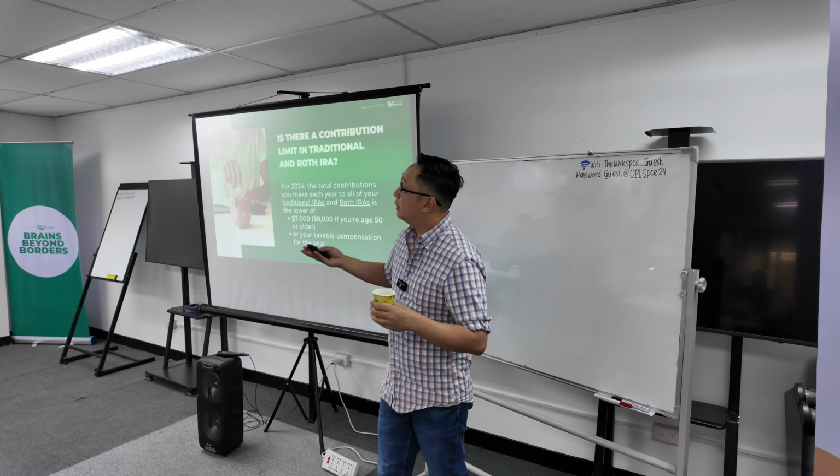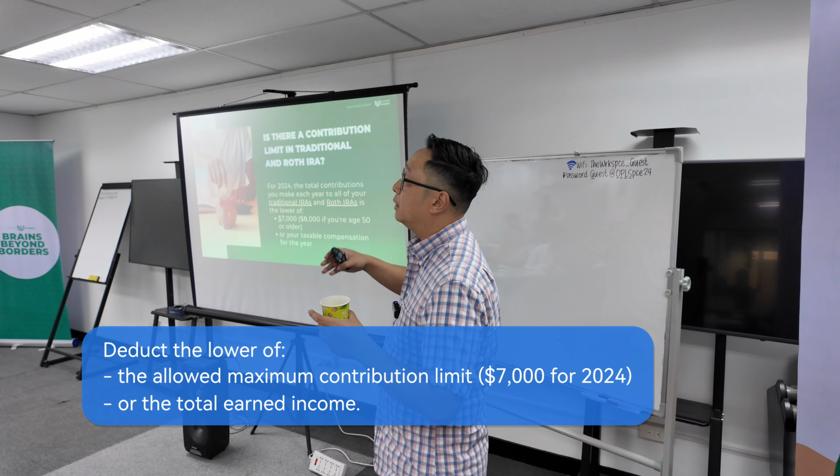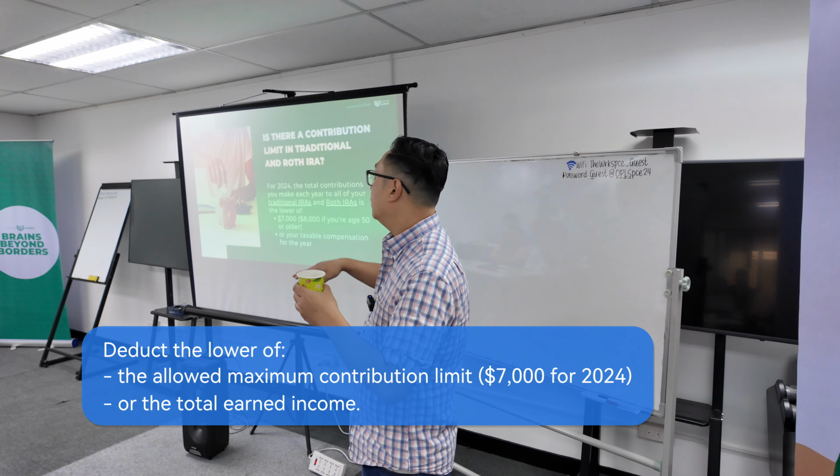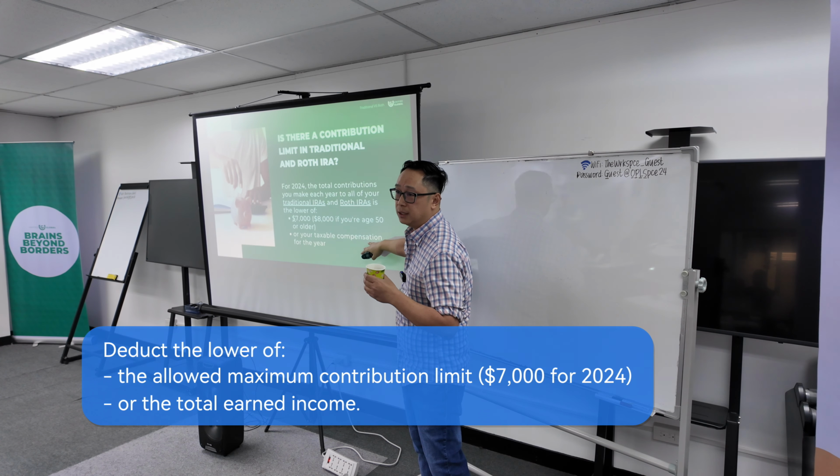So technically the way you would see it is you get to deduct the lower between the $7,000 or your total compensation.